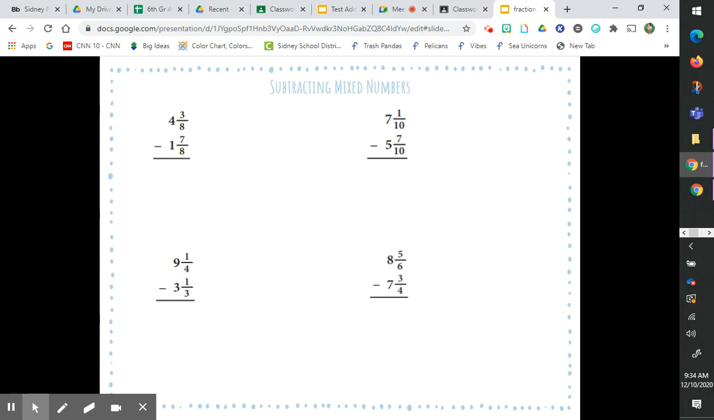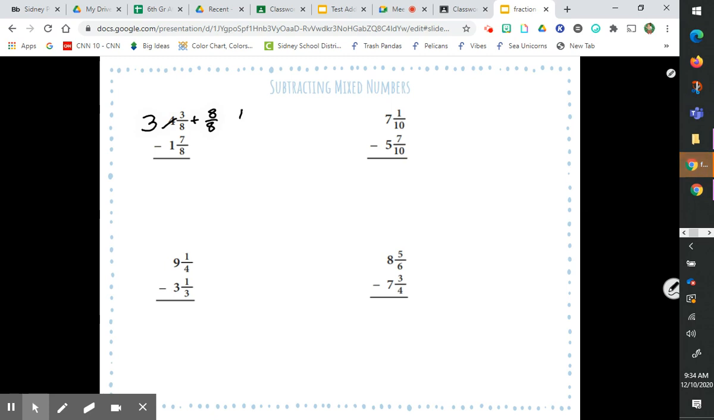Okay. So the 2 minutes are up, and we're going to go ahead and get busy here. So do we have common denominators here on this one? Yes. So we can just start subtracting away, right? We need to regroup. So I'm going to change that 4 into a 3. I'm going to add 8/8 because that 1 that I'm adding has to have a common denominator as well, right?